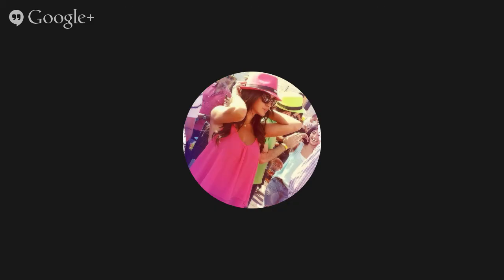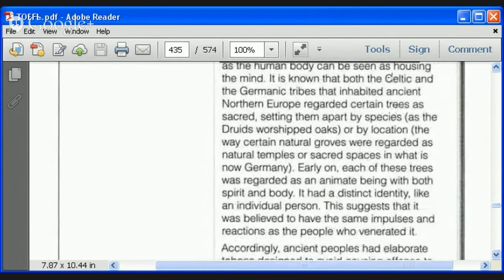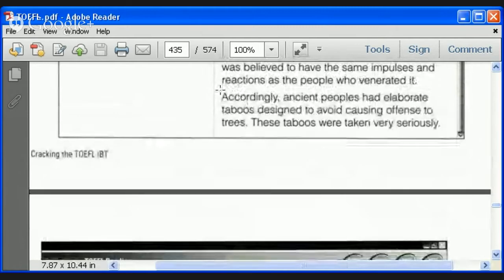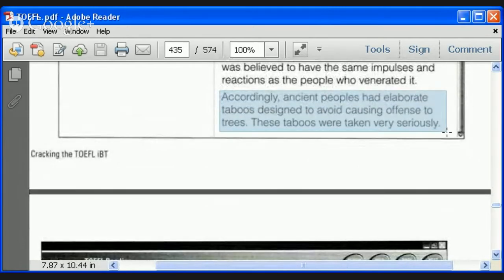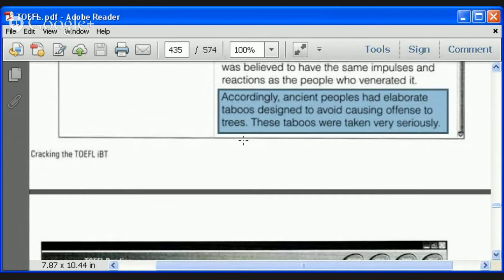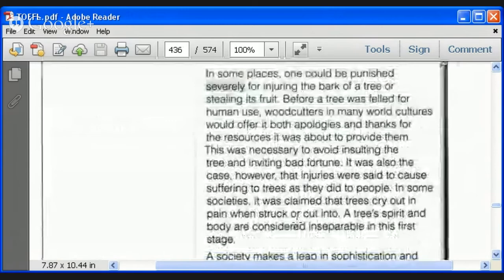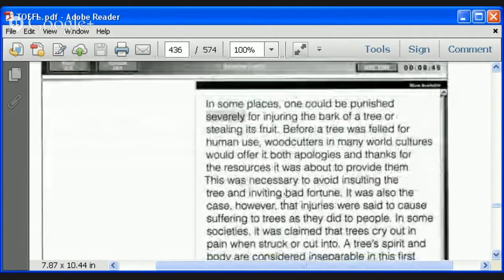That's it. And then I may quickly scan down: Celtic, Germanic, Druids, Germany. Now, next. Accordingly, ancient peoples had elaborate taboos designed to avoid causing offense. Taboos. Okay, I see taboos again. I'm going to just scan down. I believe this paragraph is going to be about taboos.